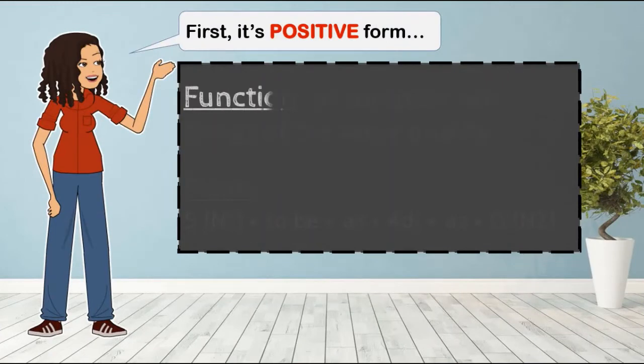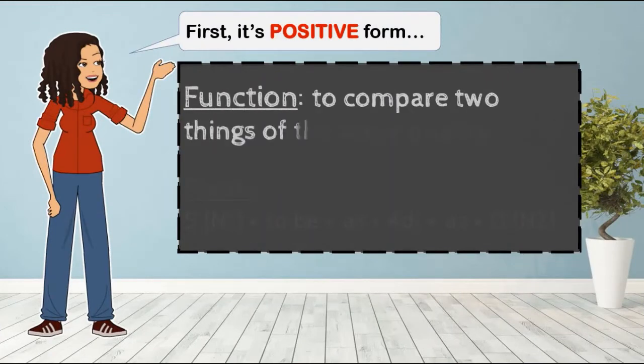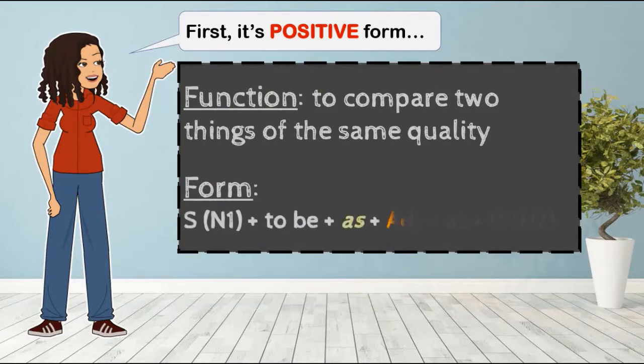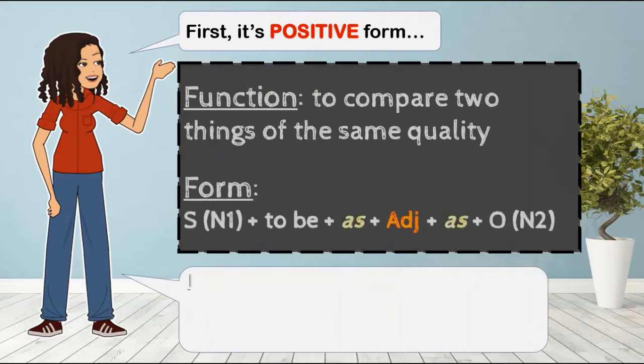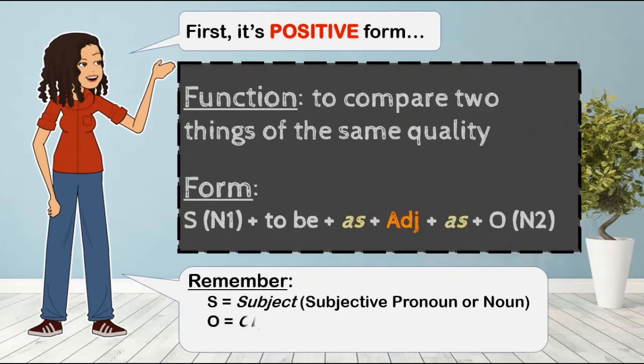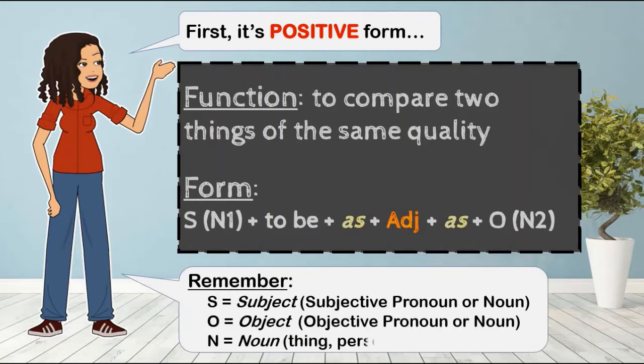What is the function of the comparison of adjective in positive form? We use it to compare two things of the same quality. Okay, so it has similar size or similar weight or similar feelings or similar price, anything similar, then you have to use this positive form. Remember that you have to compare two things, right? So here the subject should be the first thing, and then the object should be the second thing. Okay, the things are classified as nouns.